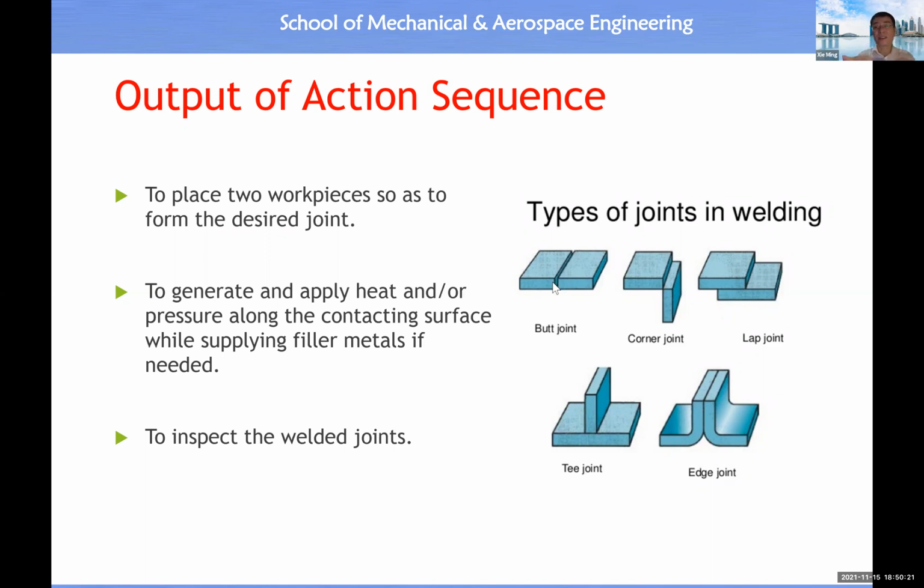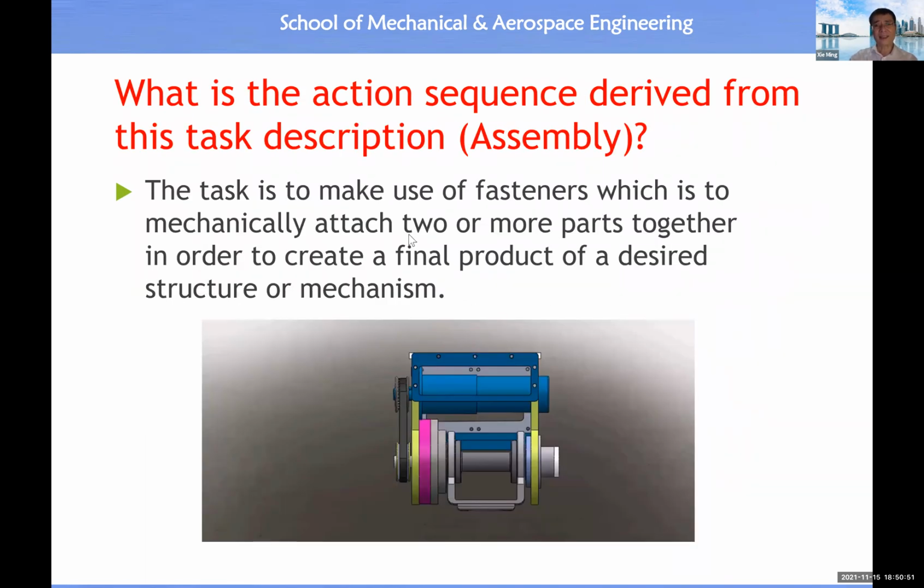Then once we form these kinds of joints, we must supply additional material inside in order to join these two workpieces together. So place two workpieces so they form a desired joint, generate and apply heat, and maybe also apply pressure along the contacting surface. At the same time, we must supply the filler metal, if needed. After that, we need to inspect the quality of the weld.